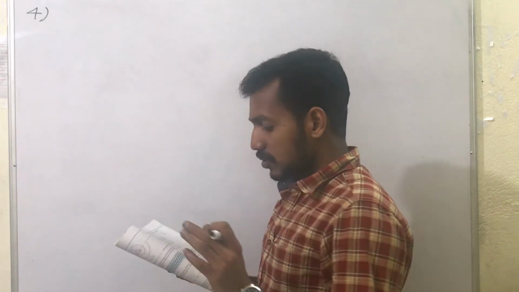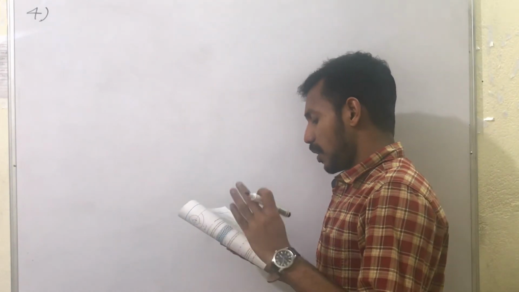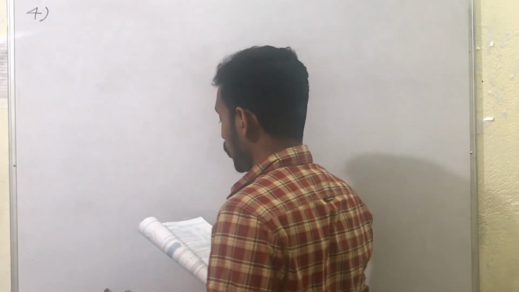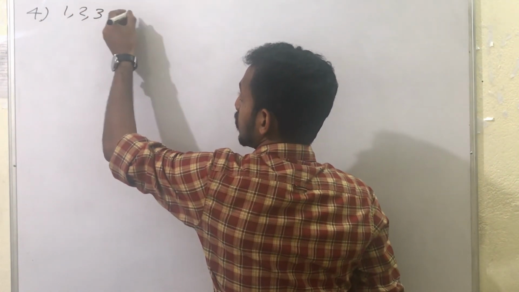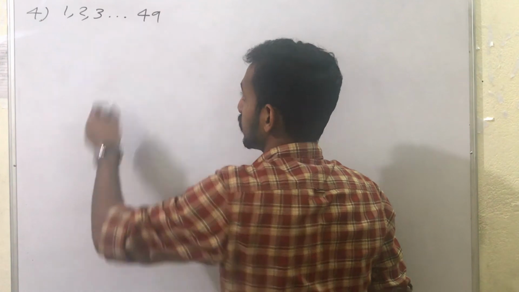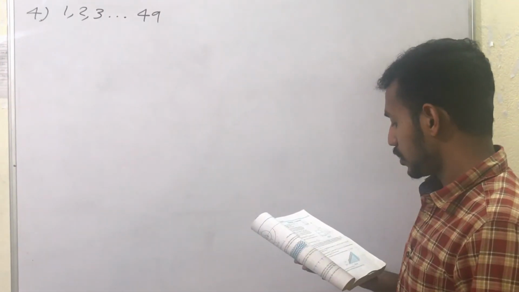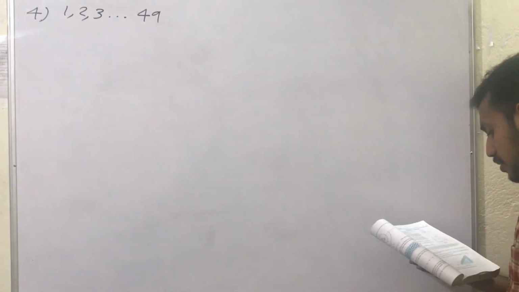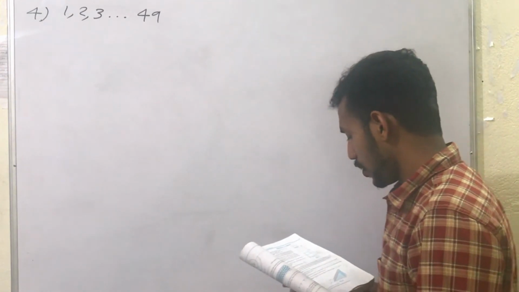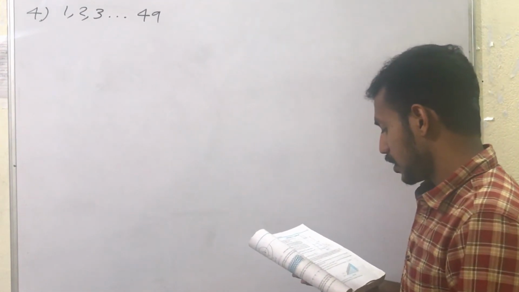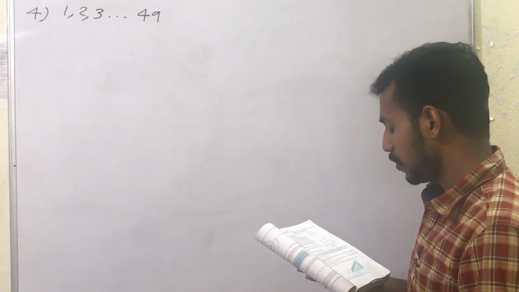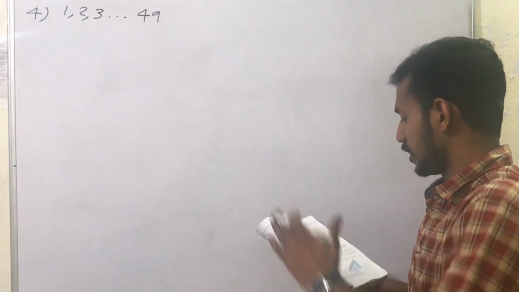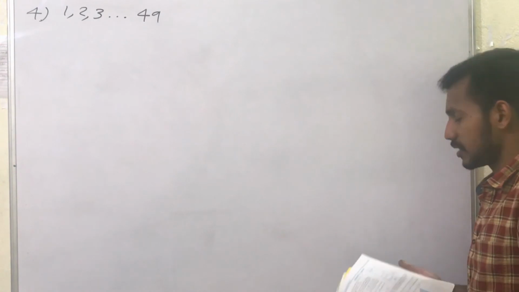Question number 4. The houses of a row are numbered consecutively from 1 to 49. That means numbers like this: 1, 2, 3, etc., up to 49. Show that there is a value of x such that the sum of the numbers of houses preceding the house numbered x is equal to the sum of the numbers of the houses following it. Find this value of x.